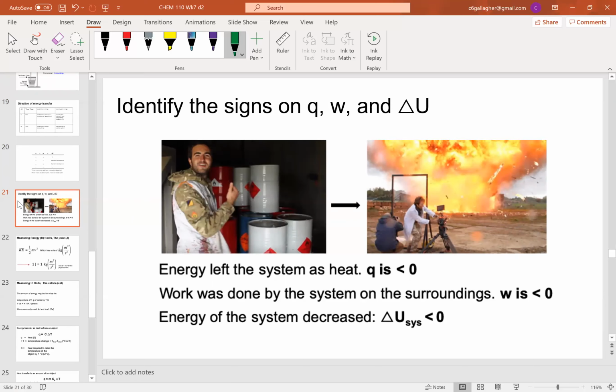So this is something that's very commonly seen if, say, for example, you were studying an explosion. You have incredible potential energy stored as chemical energy that then releases that energy. And this would be an example of the changing signs on Q, W, and the energy of the system.